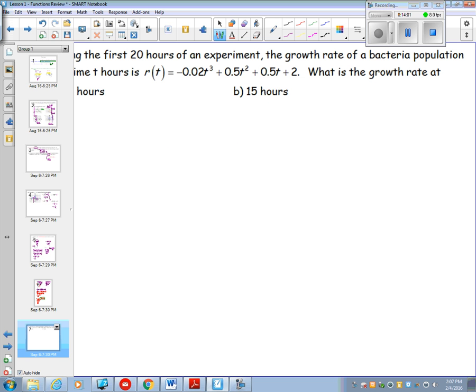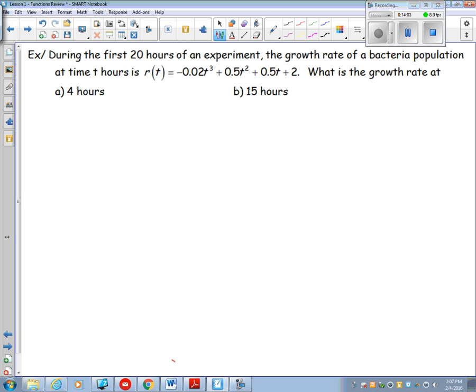Hey, one left, sort of an application idea. During the first 20 hours of an experiment, the growth rate of bacteria follows this equation. What's the growth rate at 4 hours, and again at 15 hours? Okay, so this is our idea. We're going to be working with equations in this unit. We have to be able to deal with functions. So I need to figure out what's happening at R at 4. And again over here for part B, R at 15.